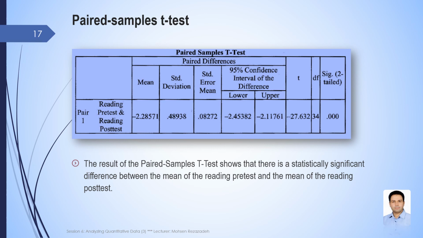Here the value equals 0. 0 is smaller than 0.05. Therefore, it shows that the difference is significant. We can conclude that, for example, here it is reading pre-test and reading post-test. We can conclude that students improved significantly from pre-test to the post-test, and it shows that the treatment was effective.